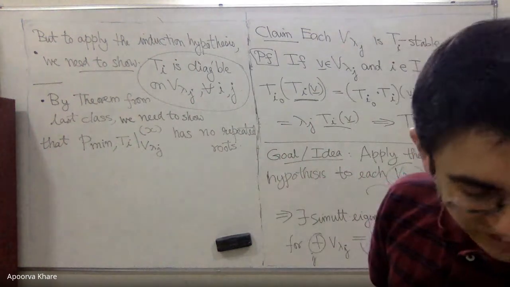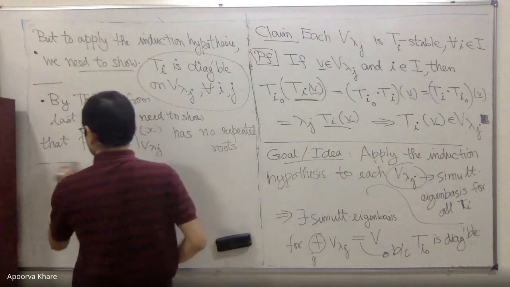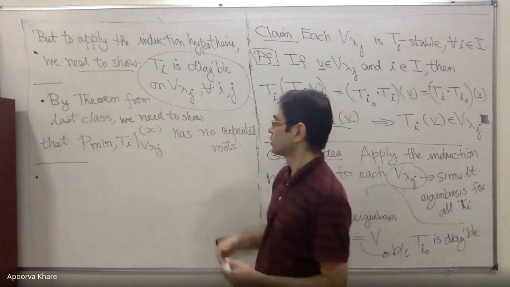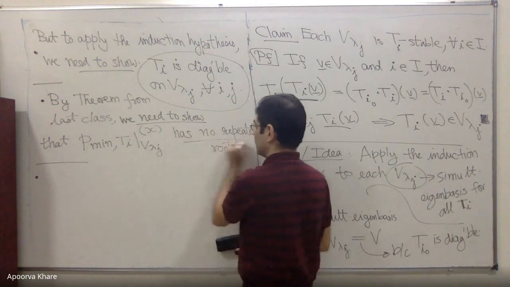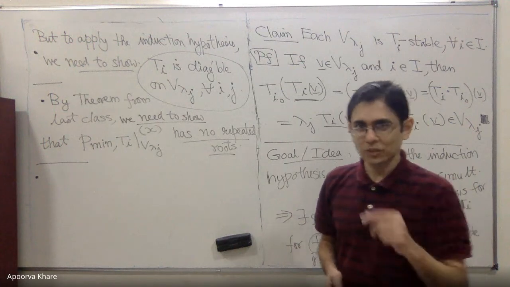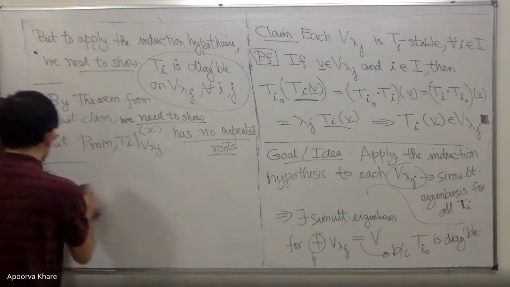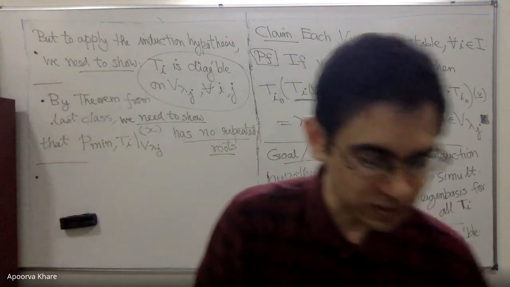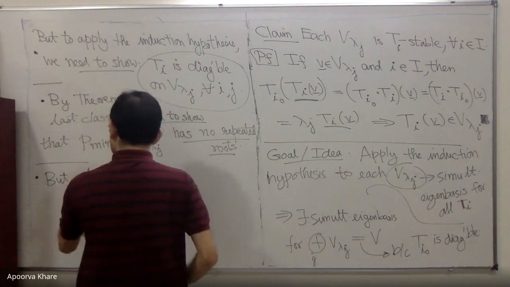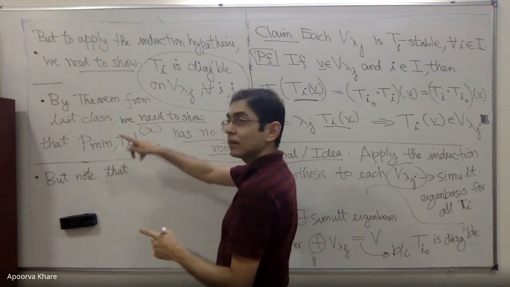And now finally, by the lemma from last class. So how do you prove this? How do you show that some minimal polynomial has no repeated roots? So now you play the following trick. But note that, what do we know? We know that Ti is diagonalizable on V.